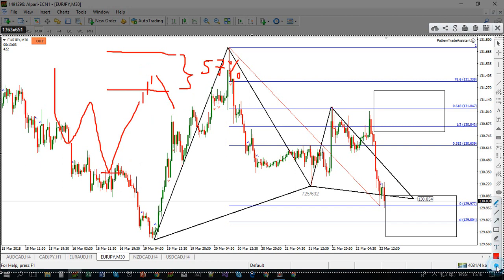Or if price gives a reversal slightly higher, somewhere here, then it is the bounce from here to here, the 382 of this movement. So we have a 57% probability of this scenario to happen after price enters this zone from here to here.